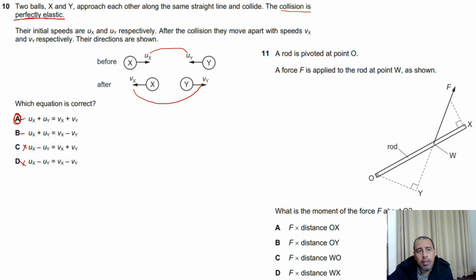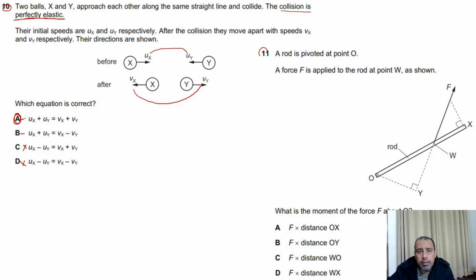So remember one thing, that if we have a perfectly elastic collision and two bodies are moving towards each other, their relative velocity will add on. If two bodies are moving away, their velocities will add on as well. But if two bodies are moving in the same direction, then their relative velocity will be subtracted.